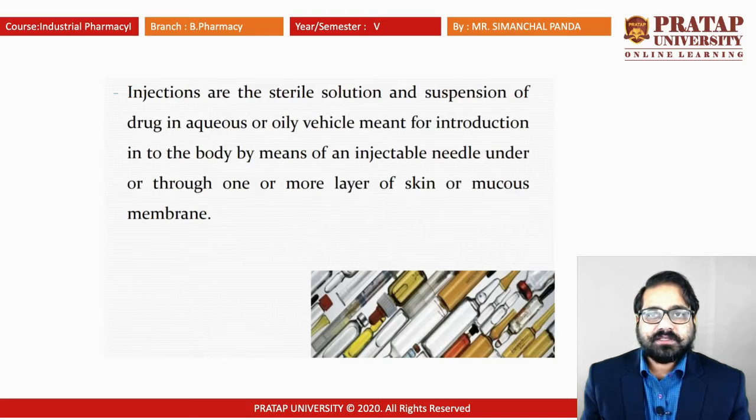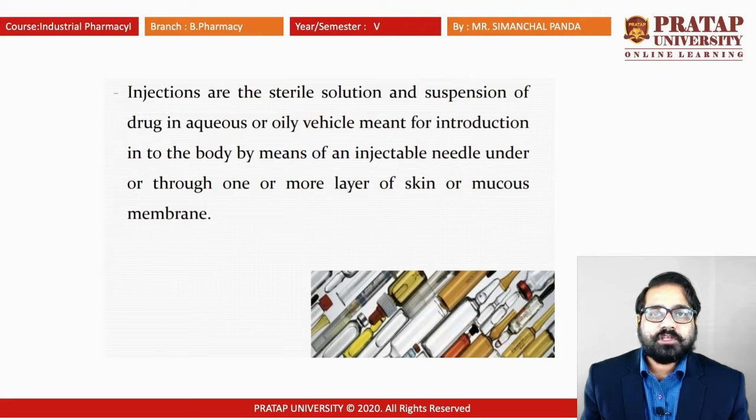Injections are sterile solutions and suspensions of drug in an aqueous or oil vehicle meant for introduction into the body by means of an injectable needle under or through one or more layers of the skin or mucous membrane. We can see there are different types of parenteral preparation according to the formulation. The vehicle plays an important role. Either it may be aqueous in nature or it may be oily in nature. Those are the non-aqueous products.